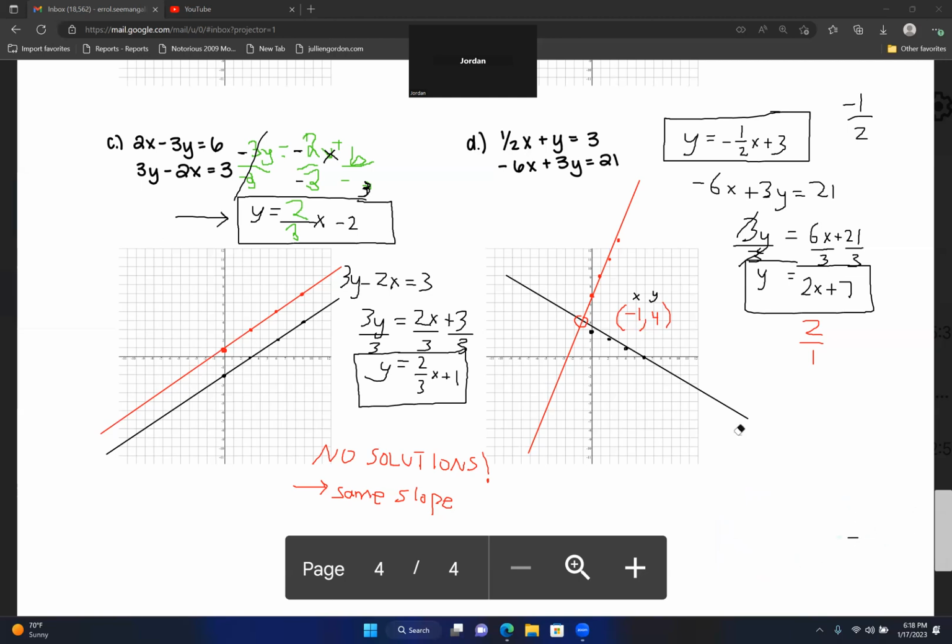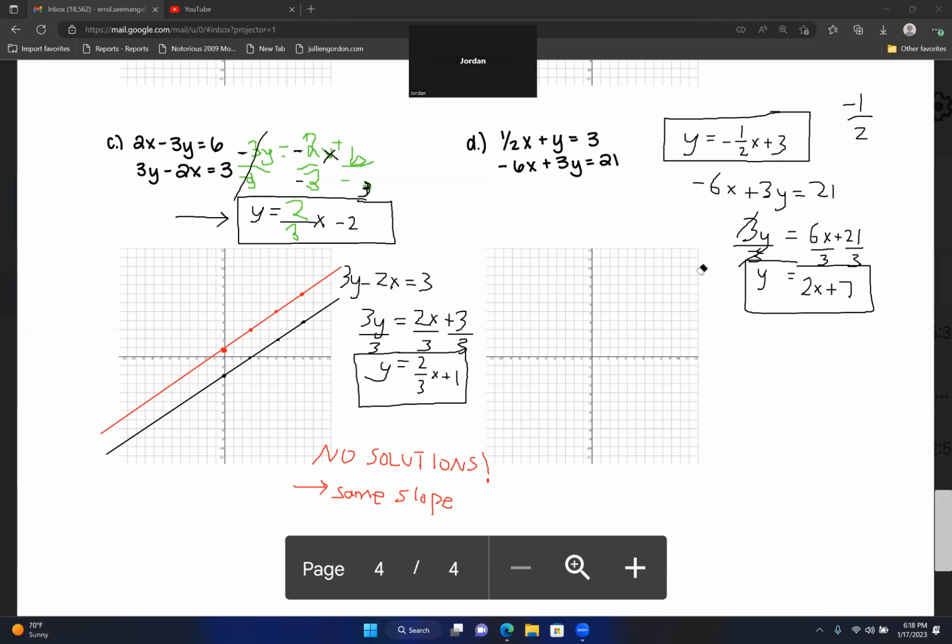Let's regraph this. Let me check this algebra right here. Where do we do the steps? Y equals negative half x plus 3. That's right. Second one, -6x plus 3y is 21. 3y, that's positive. That's good. Divide by 3, 2x. Okay, we just need to graph it a little more exact.